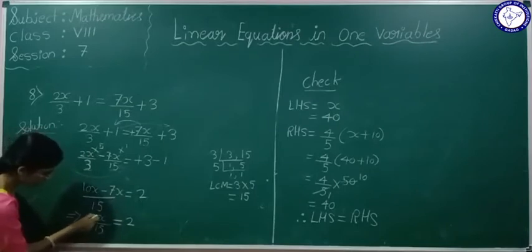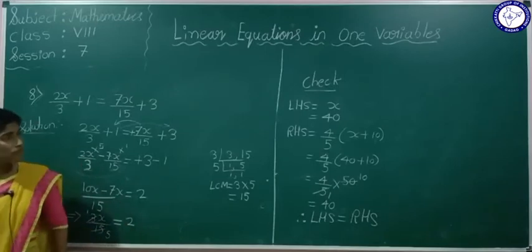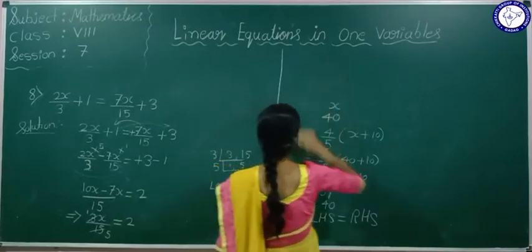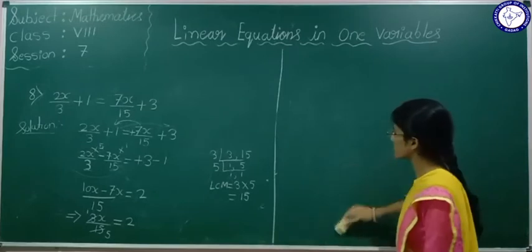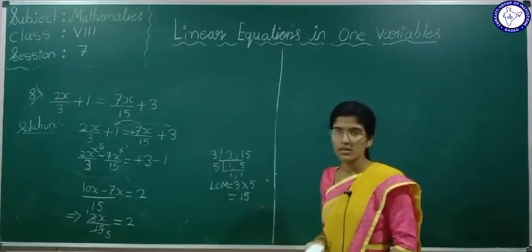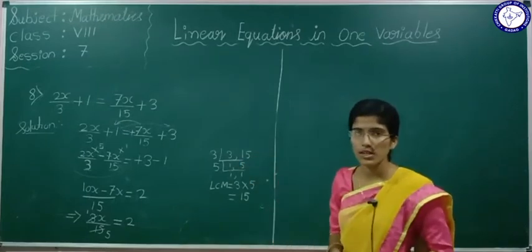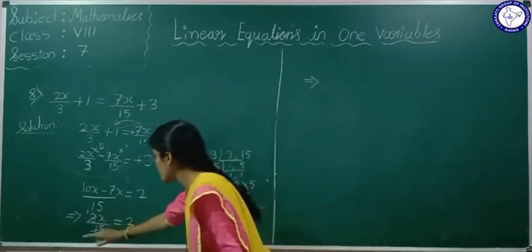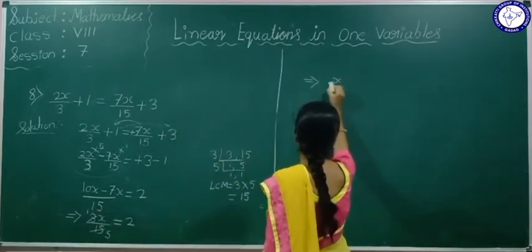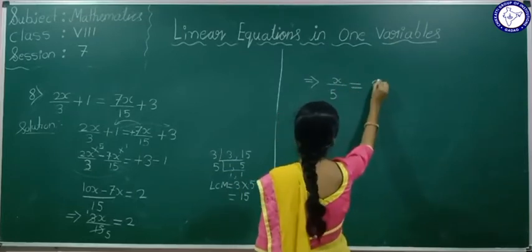So we can cancel here, right? 3 ones are 3, 3 5s are 15. See students, this chapter is very important. Okay, this is the fundamental concept. To be strong in mathematics, this chapter plays a very important role. Okay, see here, 3 ones are 3, 3 5s are 15. This implies x by 5 is equal to 2.